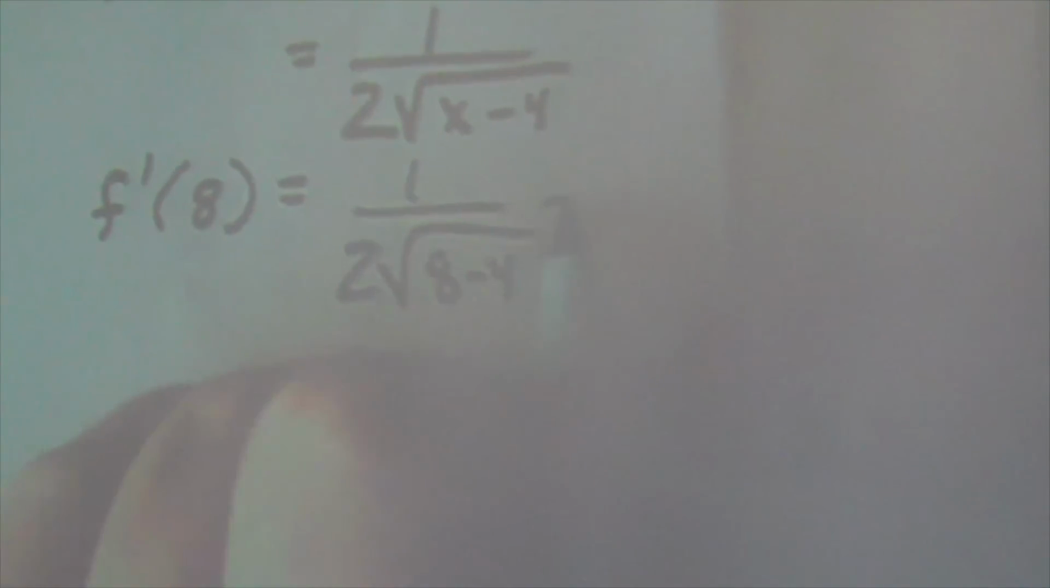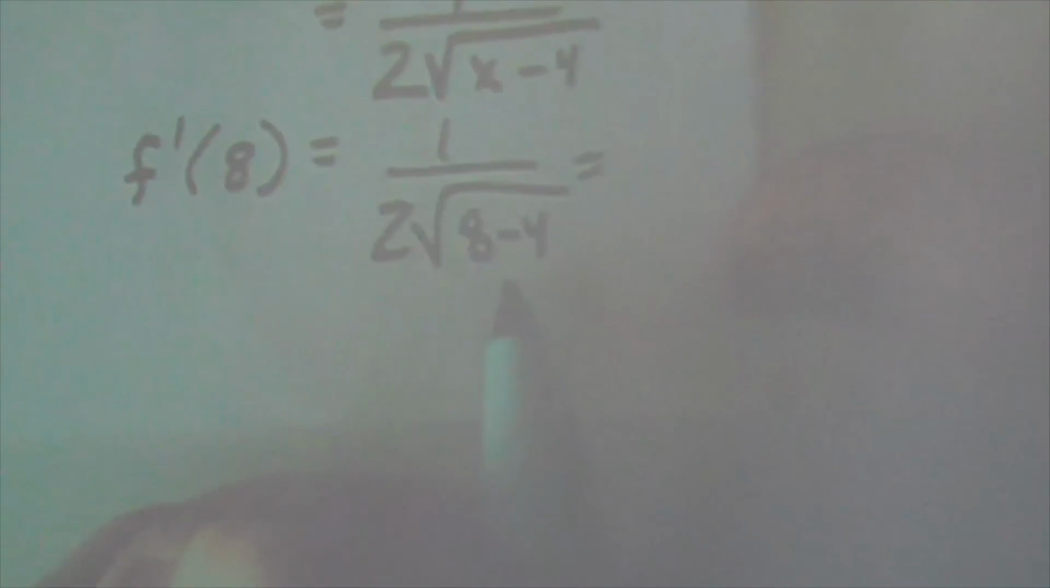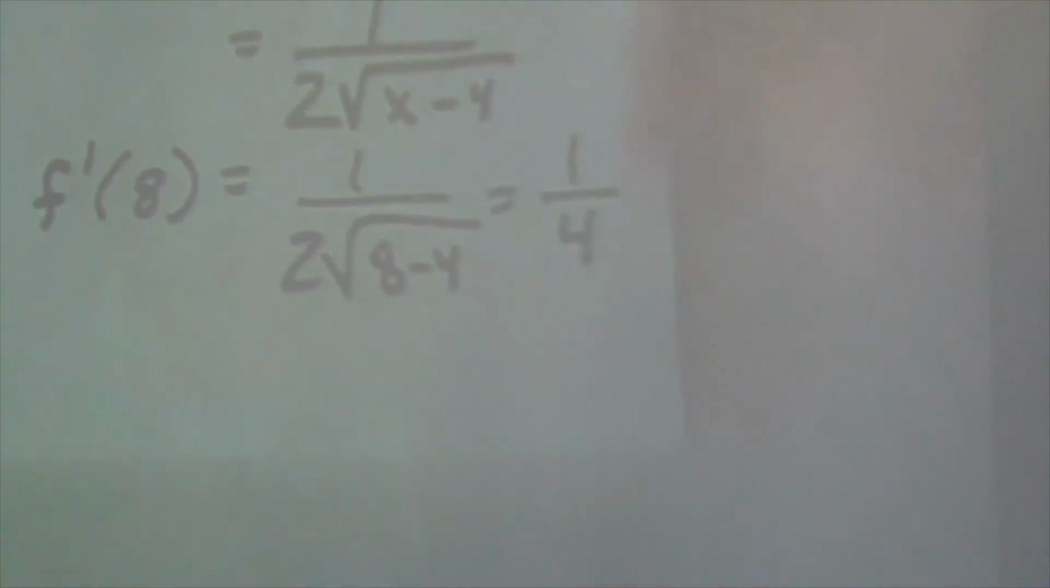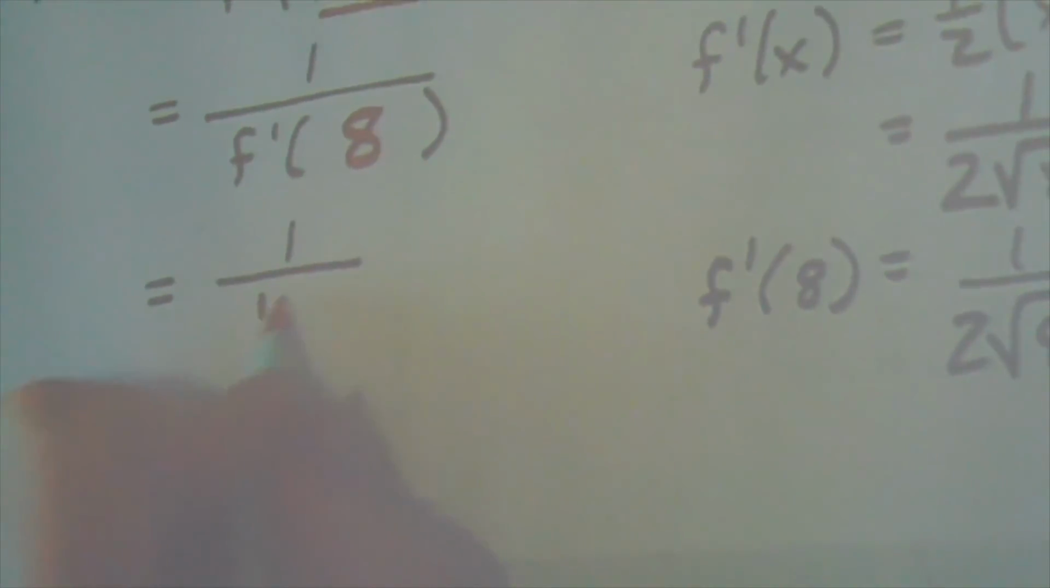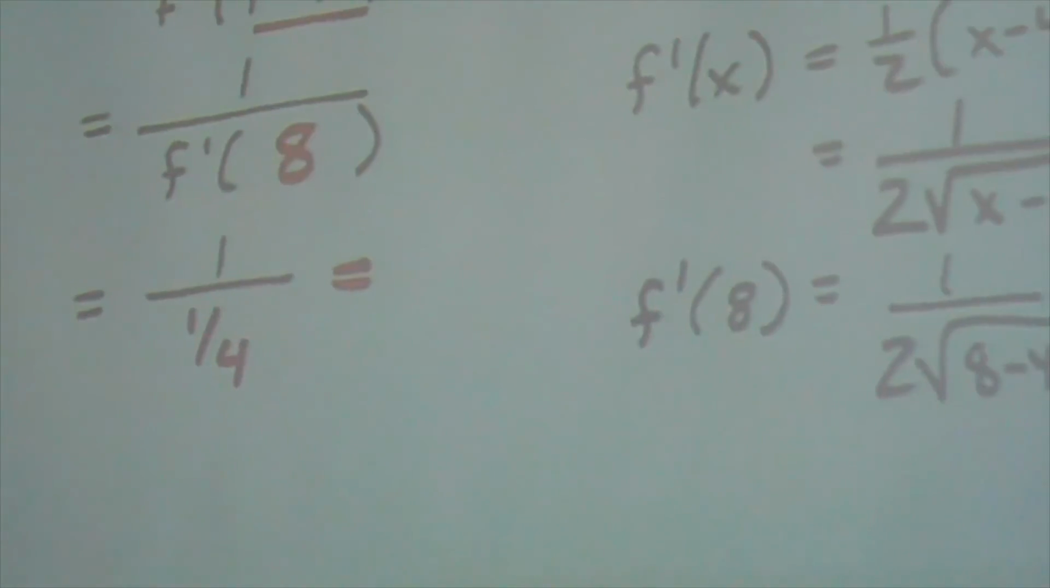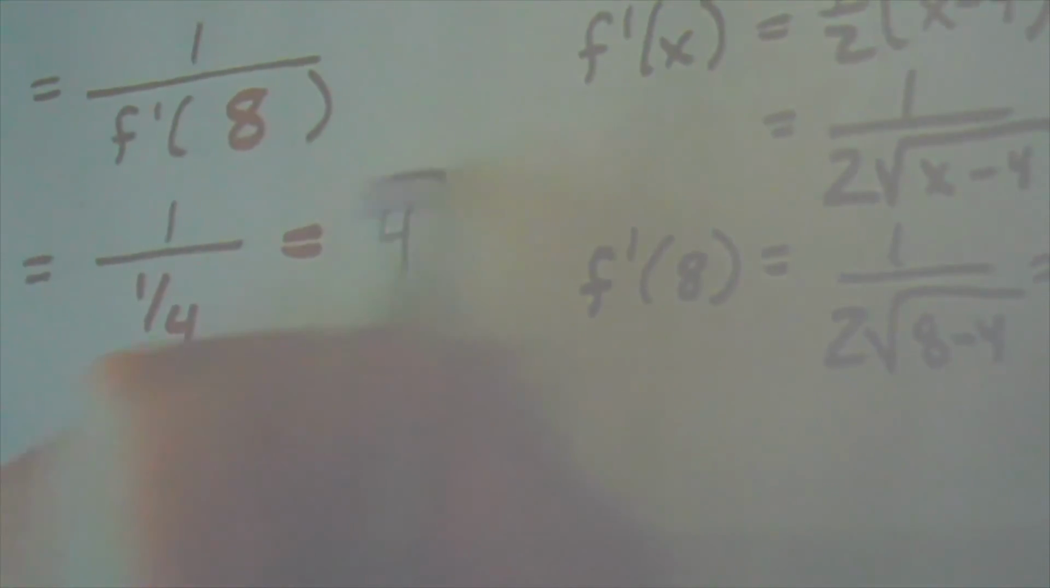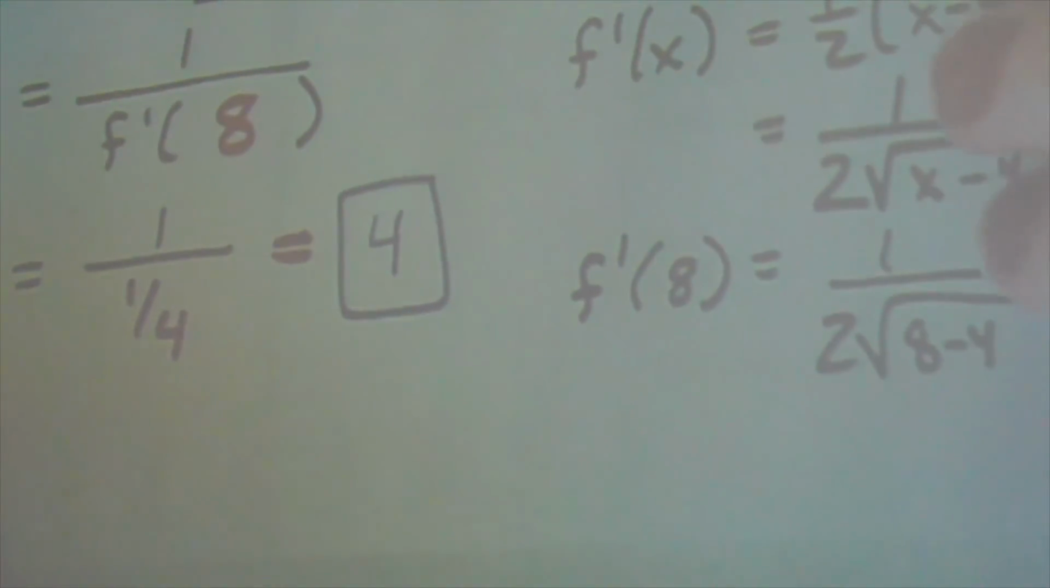So I got 1 over 2 times the square root of 8 minus 4. That would be 4. Square root of 4 is 2. 2 times 2 is 4. So f prime of 8 is 1/4. Right? So 1 over 1/4 is going to give me what? 4. That is your final answer. You got that one right.